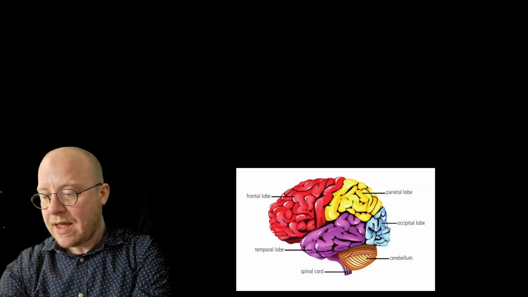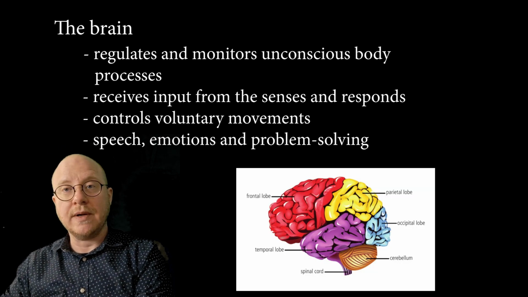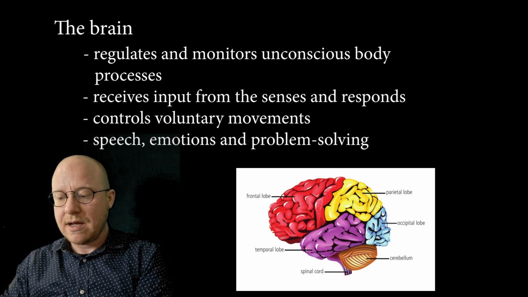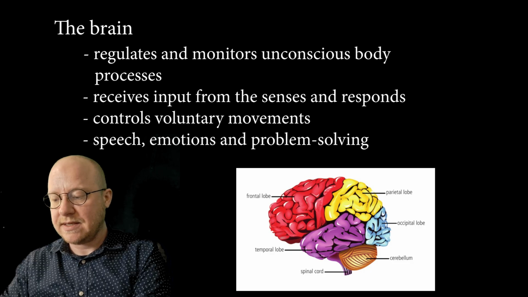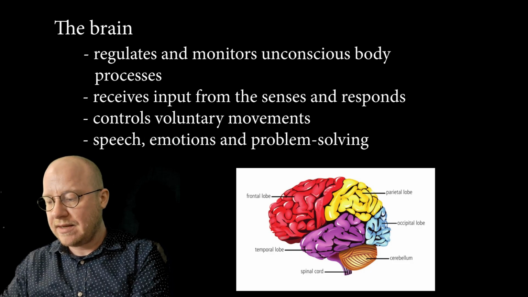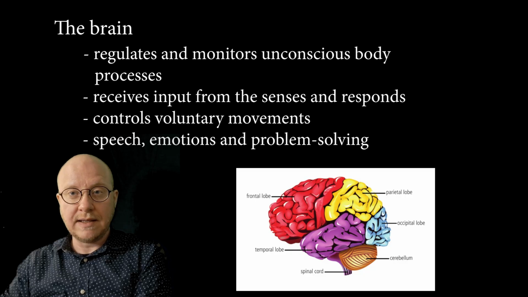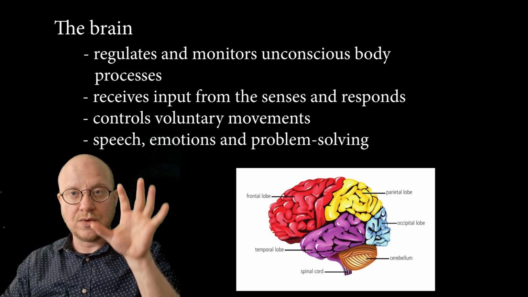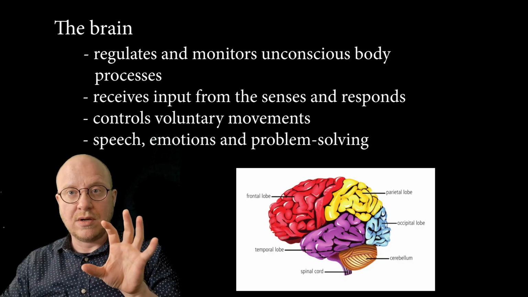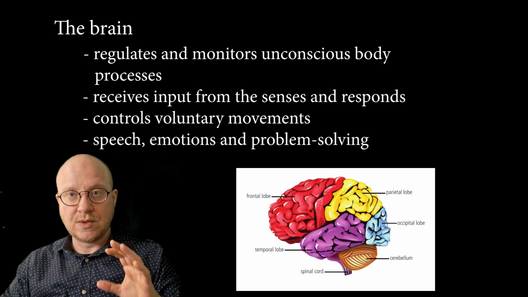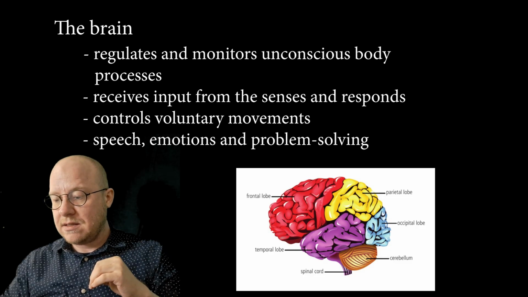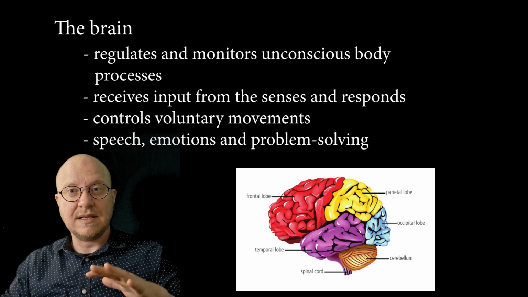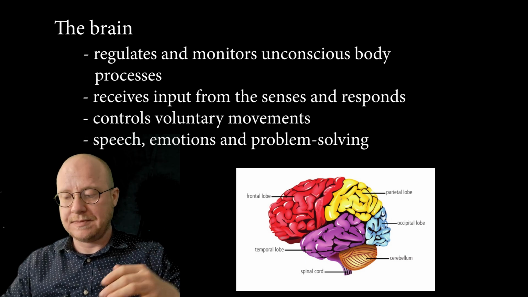Here we go. The brain is the most complex organ in the body. The brain regulates and monitors unconscious body processes such as blood pressure, heart rate, and breathing. Okay, so regulate means adjust, change small amounts, make sure that it's staying within certain parameters. That's what regulate means. And monitor means it keeps track of these things. It measures them in a way.